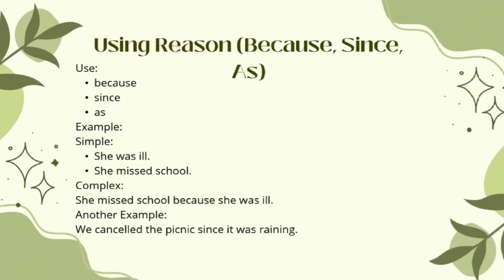We often combine simple sentences by expressing a reason. For this purpose, we use subordinating conjunctions such as because, since, and as. Consider the simple sentences "she was ill" and "she missed school." These can be combined as "she missed school because she was ill." Here the conjunction "because" clearly explains the reason why she missed school.